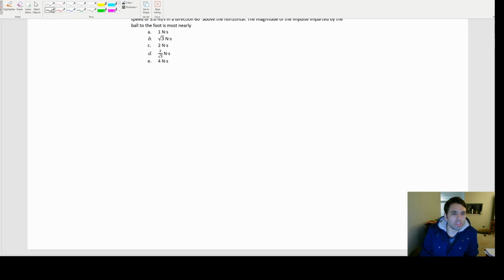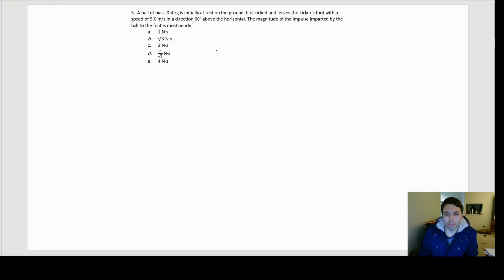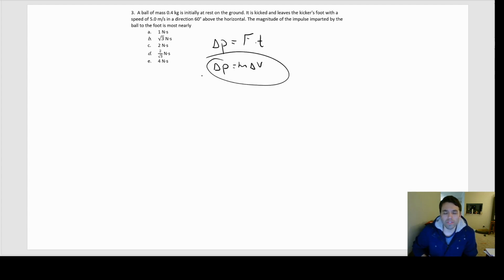I don't know. Alright, anyway, so this is also a change in momentum problem, sorry, impulse problem. Force times time is one option, or mass times the change in velocity. I'm going to use this one this time. A lot of students got confused here because they thought the angle meant something. This angle is a distractor. It's asking for the magnitude of the total impulse imparted by the ball to the foot.